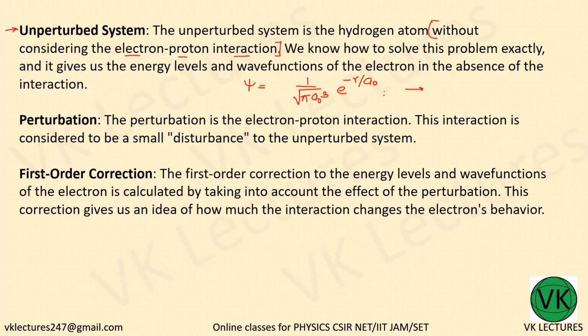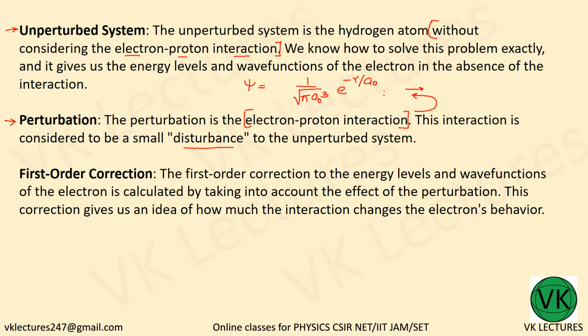But what happens when perturbation is added? The next thing is the addition of the perturbation. Perturbation is the electron proton interaction. This interaction is being added to the first one, making it a perturbed wave function, or this interaction is considered as the disturbance to the unperturbed system.